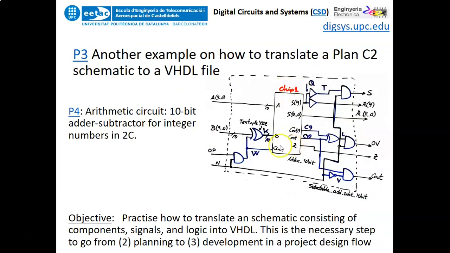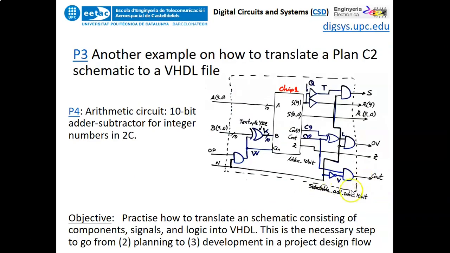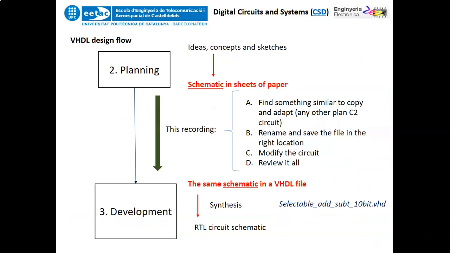You have the chip reference, you have every single name of every single pin, you have the signals like this one Q, the other one which is called T. Every single output has a right name. All right. So you've got that thing. So in the end, what you want is to get this schematic translated to a top VHDL file, something that has to have a name immediately: selectable adder subtractor 10-bit VHD. This is the picture. All right, this is the name.